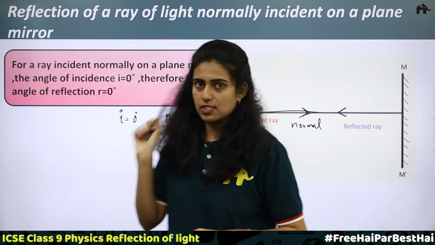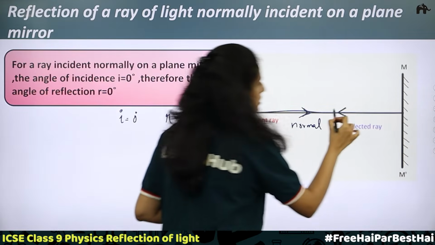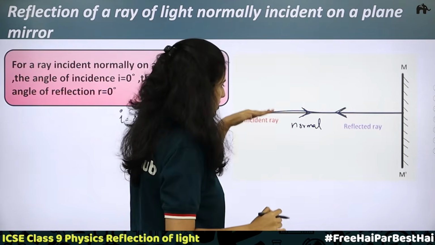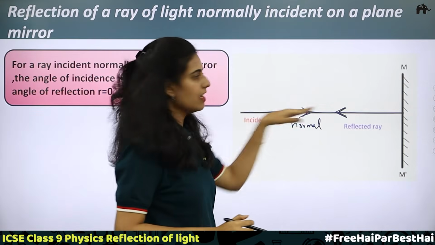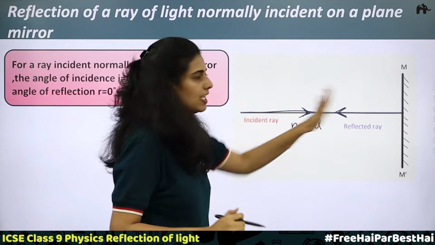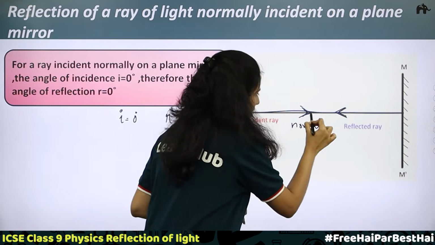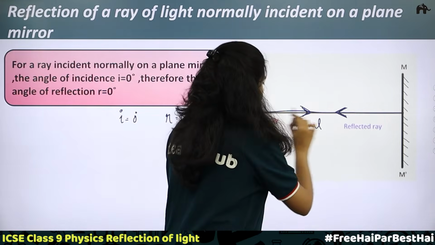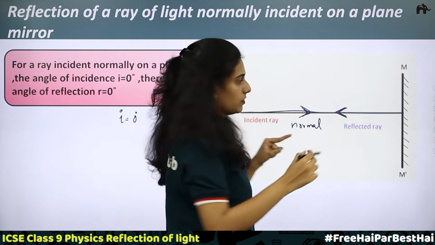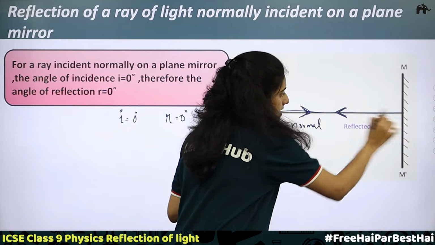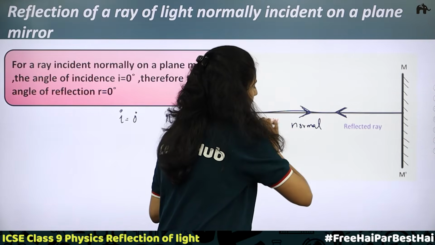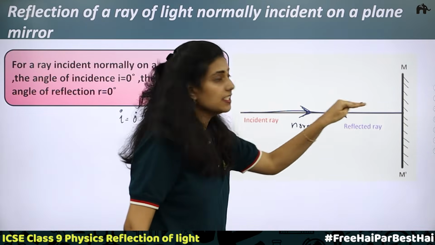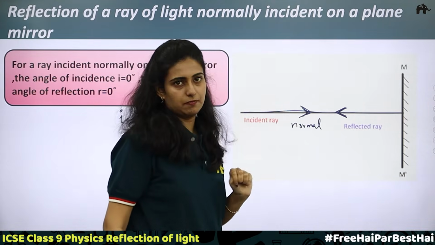Then you will be able to see that the reflected ray will also be along the normal. Okay, incident ray, normal and reflected ray will be on the same straight line. Just the difference is incident ray is in this direction and reflected ray in the opposite direction. Which means it gets reflected in such a way that the reflected ray will be along the incident ray itself. Okay, that is the incident path is being retraced by the reflected ray.